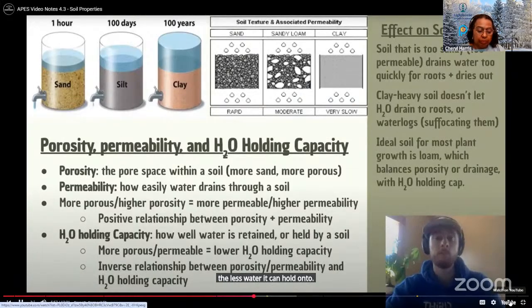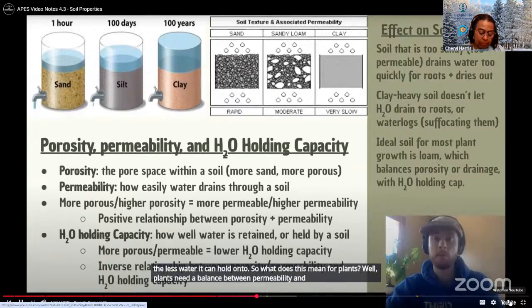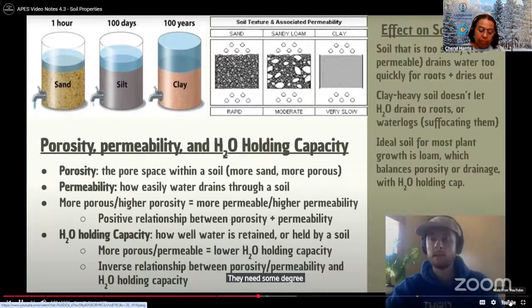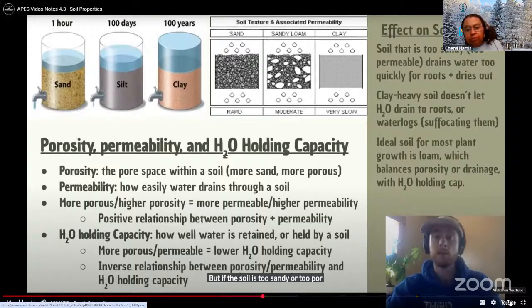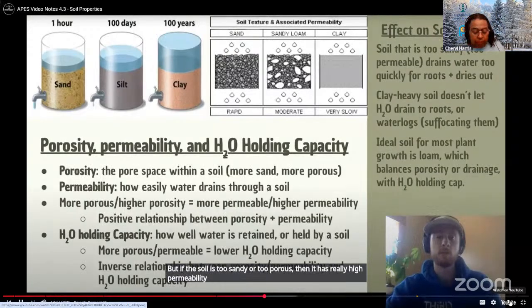So what does this mean for plants? Well, plants need a balance between permeability and water holding capacity. They need some degree of porosity so that oxygen and water can enter the soil and get to their roots. But if the soil is too sandy or too porous, then it has really high permeability and water just drains straight through it before the roots have a chance to access it.